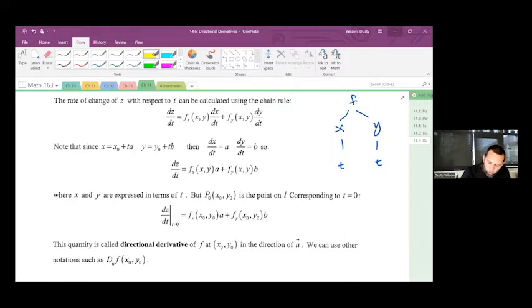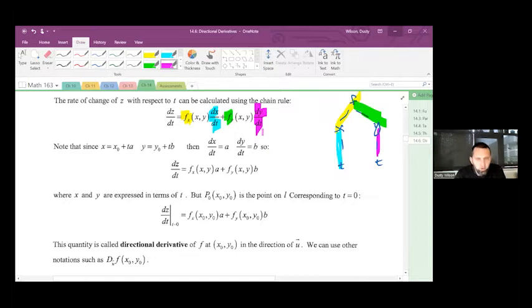And so we would have the partial derivative of f with respect to x, that's here, times the derivative of x with respect to t, that's there, plus the partial derivative of f with respect to y, that's here, times the partial derivative of y with respect to t, that's there. That's coming straight out of the chain rule.